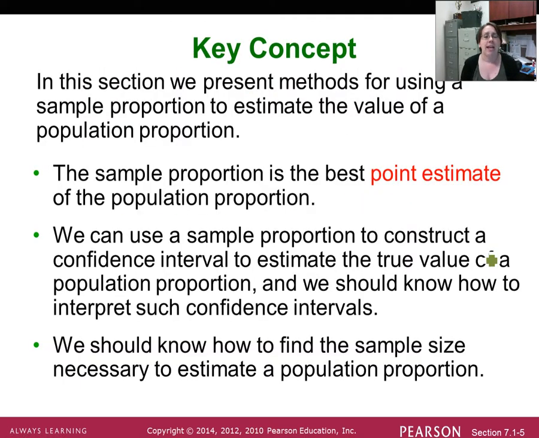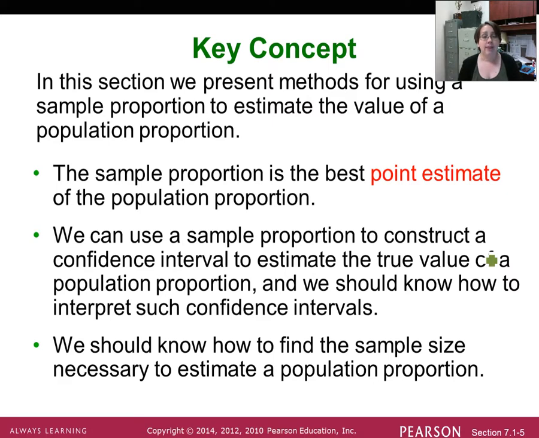So 7.2. In this section, we present methods for using a sample proportion to estimate the value of a population proportion. Remember, in real life, most times you cannot study a whole entire population. So instead, you go get a sample, and that sample you can calculate a statistic of. How well does that statistic approximate the population parameter is a very important question. Well, what we're going to do is come up with ways of using those sample statistics to estimate population parameters. In this case, we're going to focus on proportion.